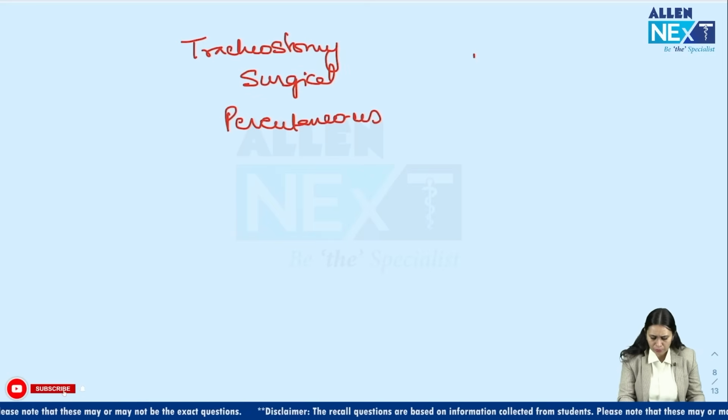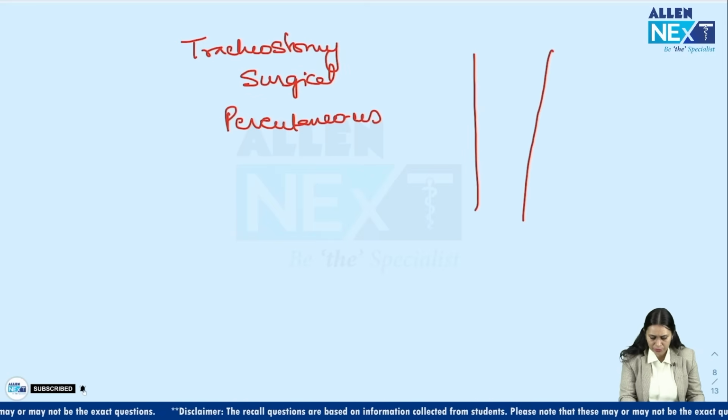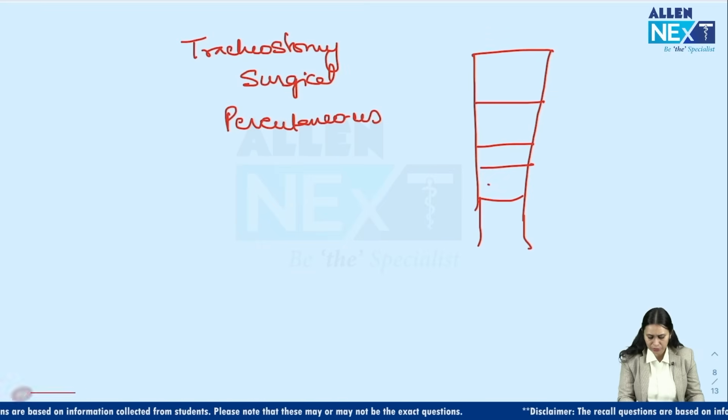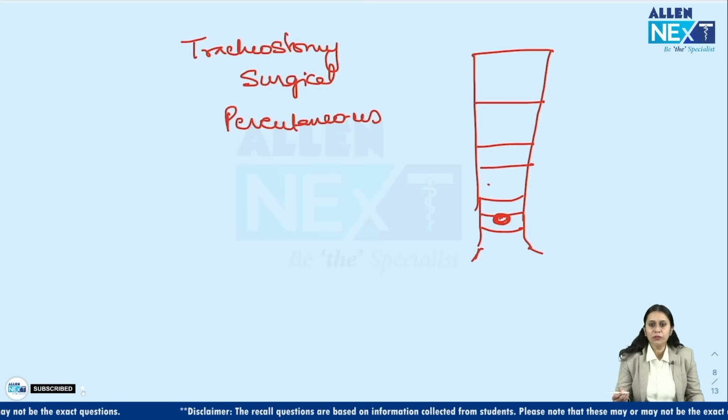Let's say this is your airway, this is your thyroid, this is your cricoid, and here the tracheal rings start. So this is first tracheal ring, this is second tracheal ring. Okay. So tracheostomy, this is suprasternal notch. Tracheostomy is done between first and second tracheal ring or between second and third tracheal ring. We make a hole, either surgically or by percutaneous Seldinger technique, and we put this tube.